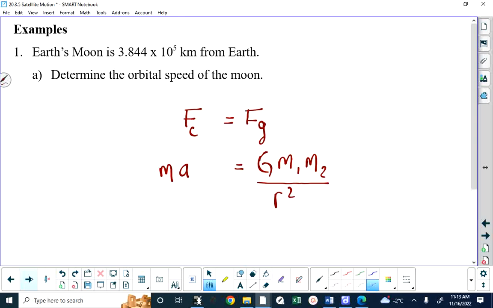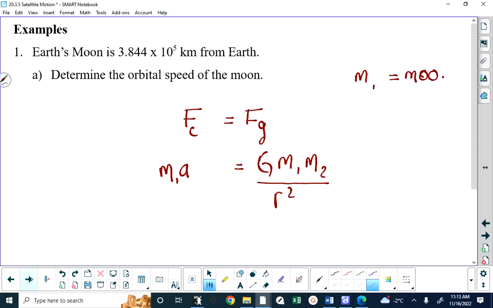Which m is on the left-hand side? I mean, you can call it 1 or 2. That's not what I'm getting at. It's the moon. I'm going to put m1, and I'm going to say m1 is the moon.